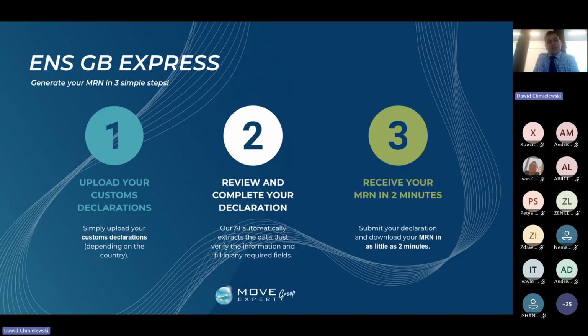So the way it works is you upload your customs declarations, review and complete your declarations. If it's incomplete, it does happen that some data is not there because customs documents sometimes are not as complete, as thorough as they should be. And while transport companies can get away with transporting goods with incomplete customs documents, as for ENS, that's a different story. And finally, receive your MRN number, I mean ENS MRN, within 2 minutes.